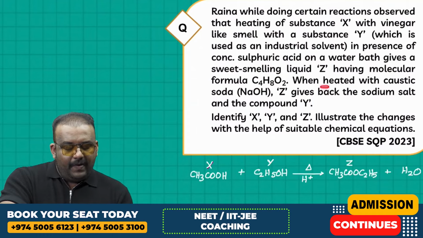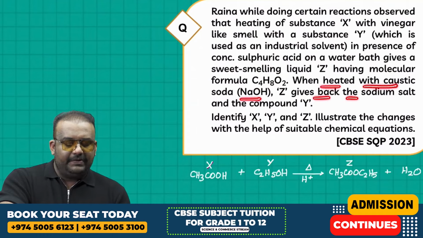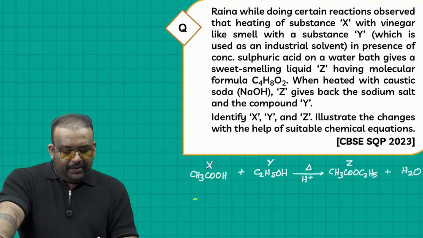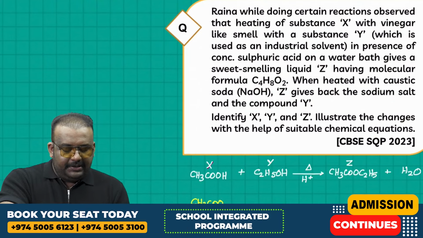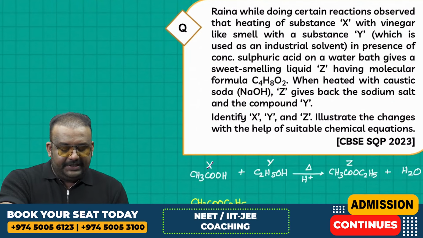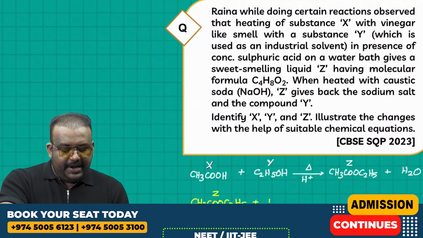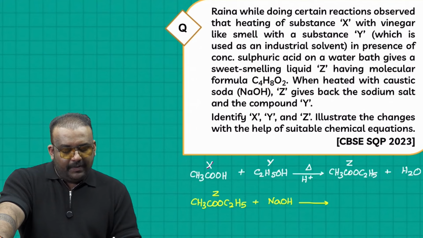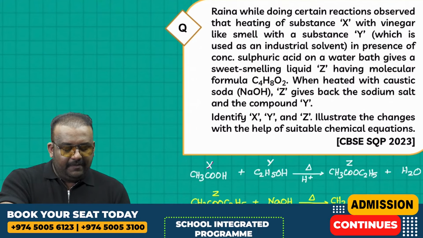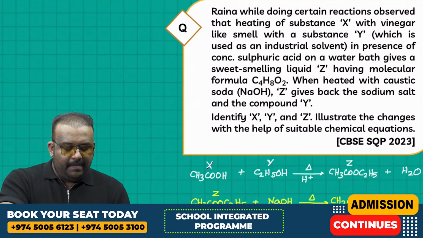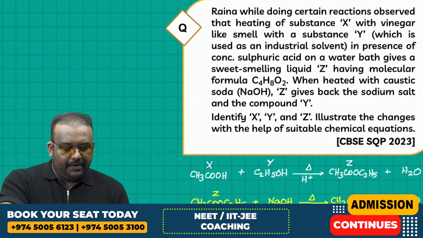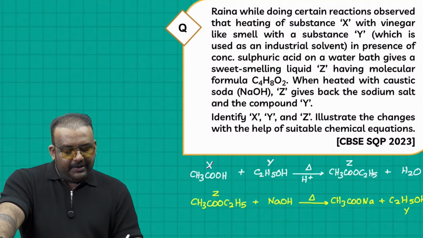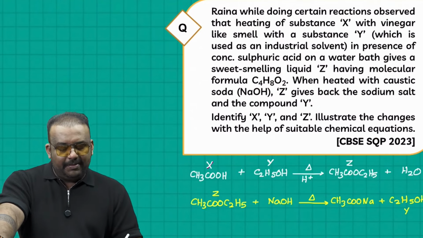And then they said, when heated with caustic soda, Z gives back the sodium salt and the compound Y. That is again true because we know that in saponification, CH3COOC2H5, which is an ester, reacts with NaOH. What will happen when this is heated? This will form CH3COONa plus C2H5OH. We got back the compound Y. The compound Y was ethanol, and this reaction is saponification.